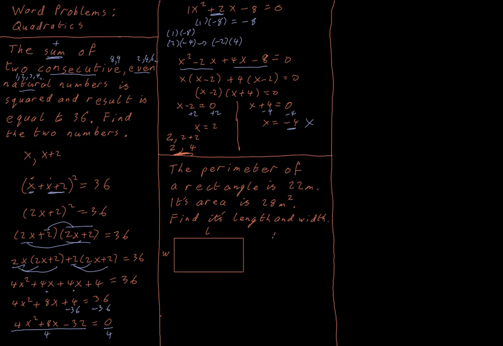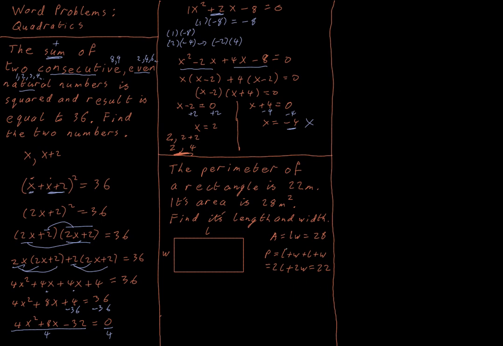And what am I told? I'm told the area, which would be equal to length multiplied by width, is equal to 28. And I am told that the perimeter is 22. And the perimeter would be length plus width plus length plus width, which is equal to 2 times the length plus 2 times the width, is equal to 22. So what have I done? I've drawn myself a picture.